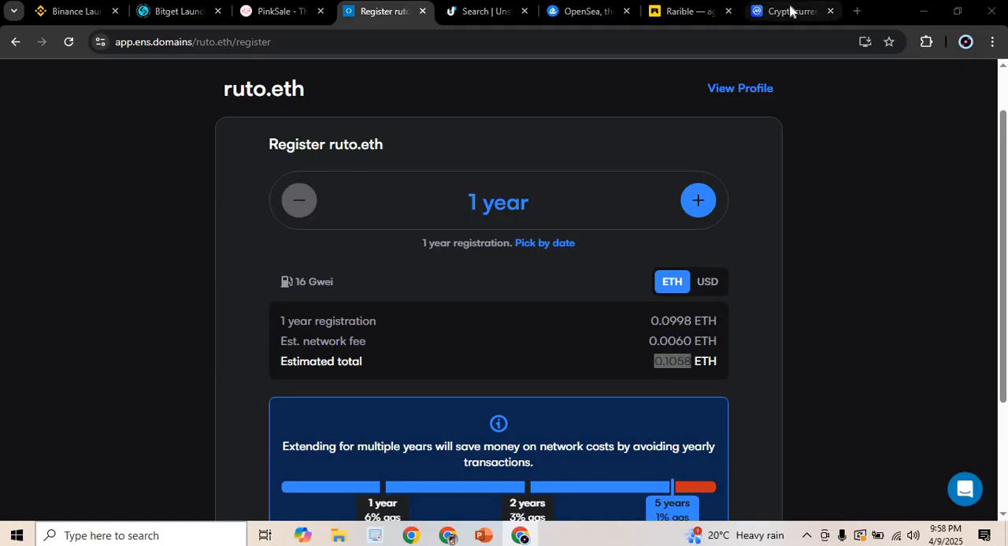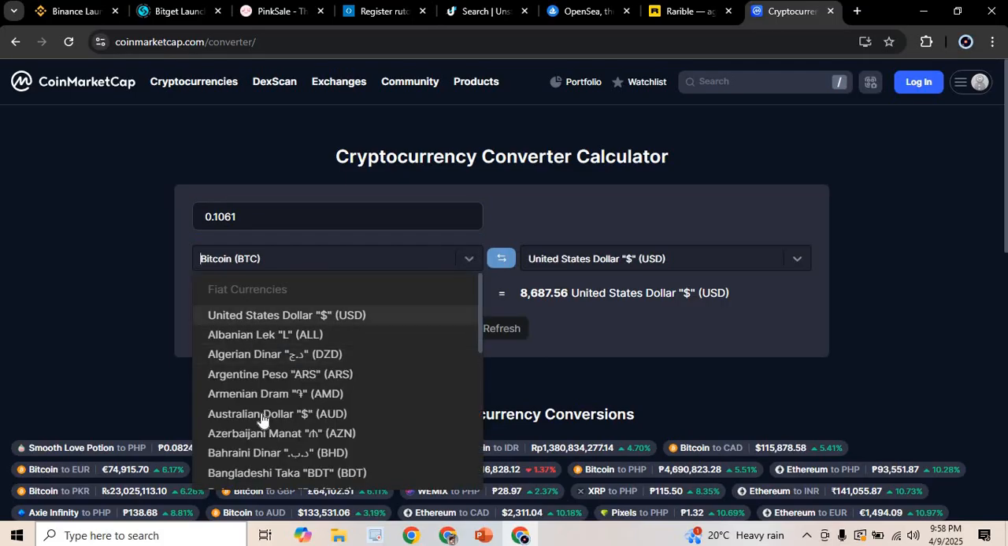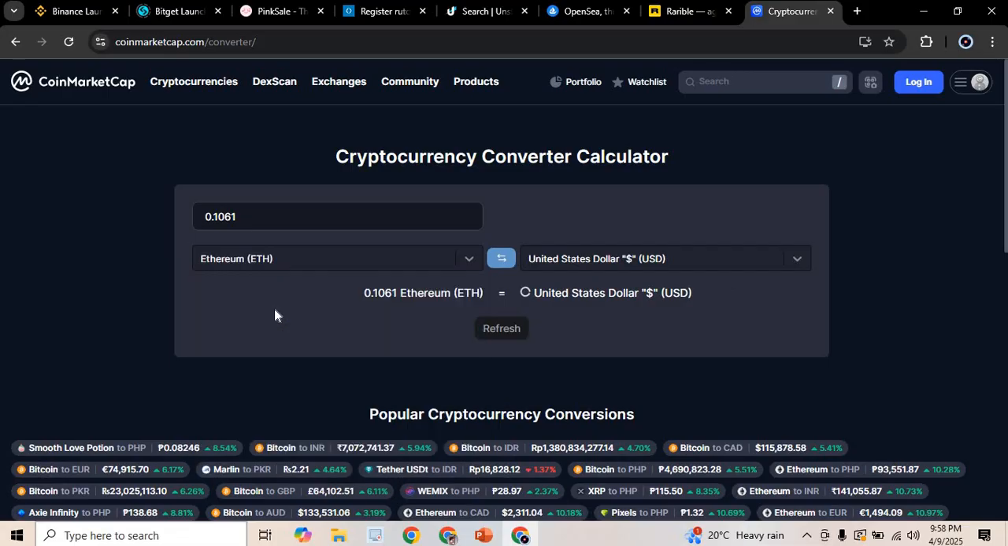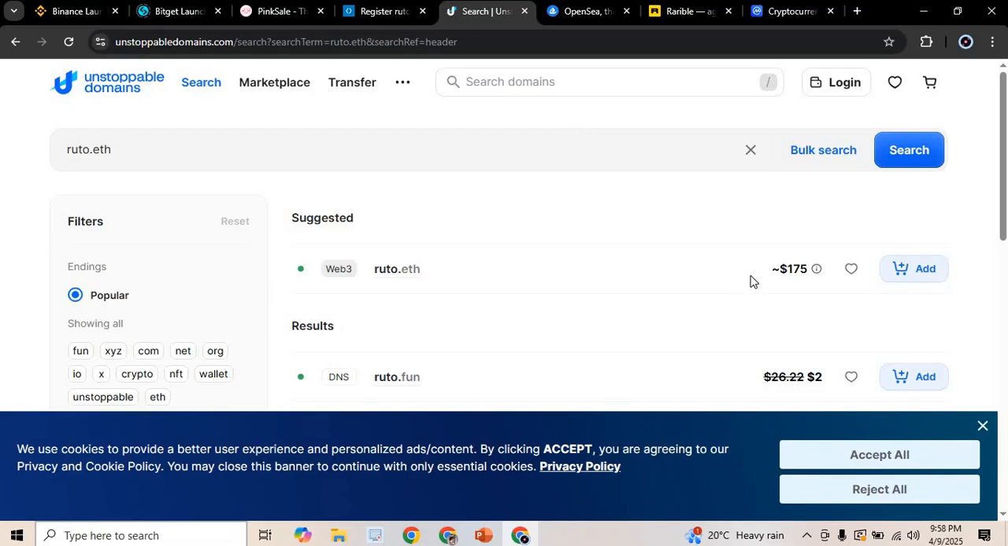I want this price in BTC. Oh, so this is in BTC. Sorry, it's supposed to be Ethereum. This is the amount, 1058. So 172. So it's almost the same price. So from ENS.domain it is $175. If you go to Unstoppable Domains, it's also $175. So it's almost the same price.